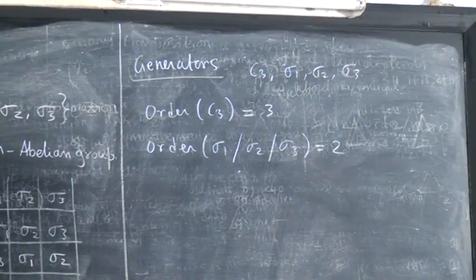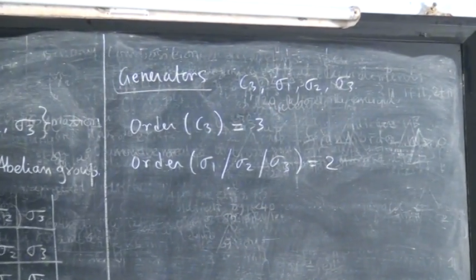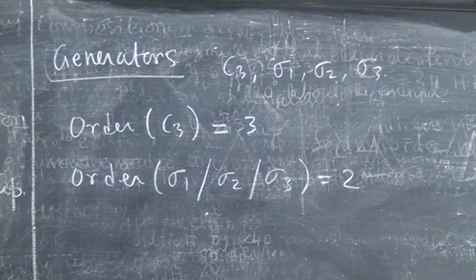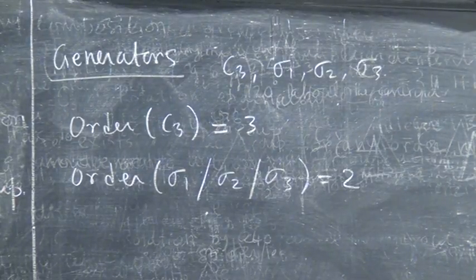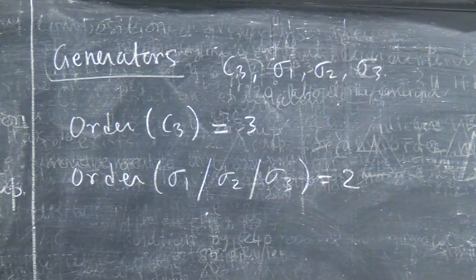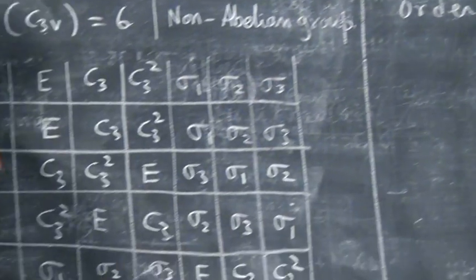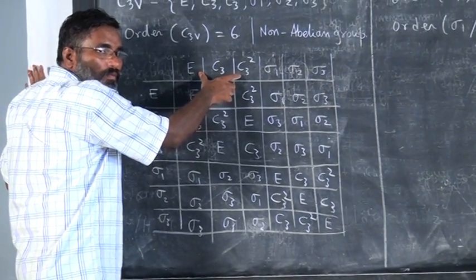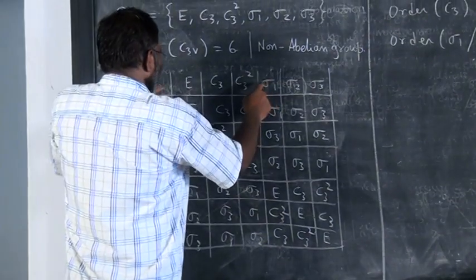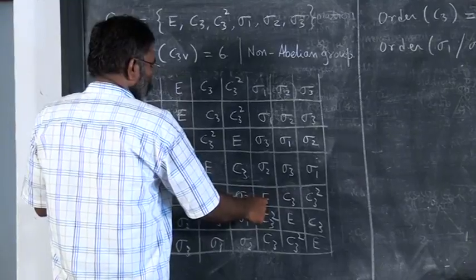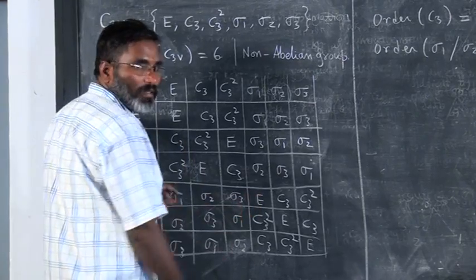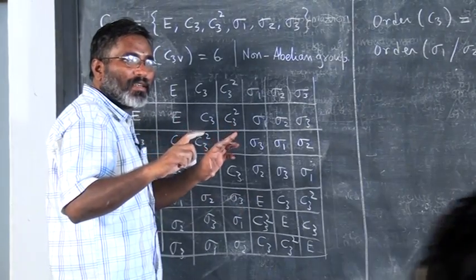Can we write what subgroups it has? Has it some subgroups? Which are the subgroups? From the multiplication table we can get an idea. If you look at this part of the table, if you take this set, it's not going out of this set. So this is a subgroup. Now if you take E, sigma 1: sigma 1 times sigma 1 is E. So these two elements also will be a subgroup.